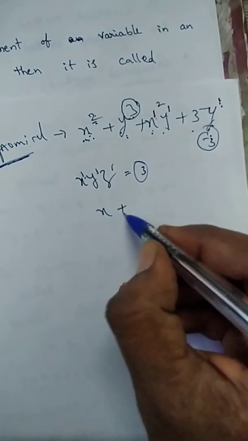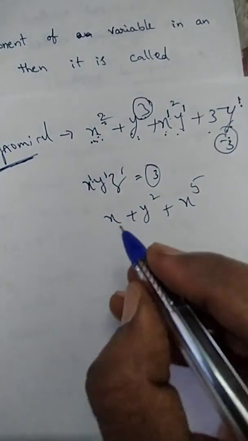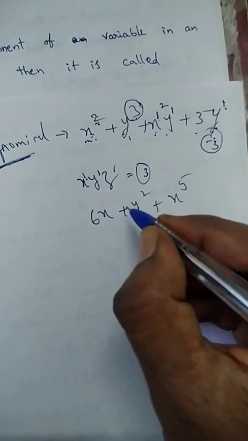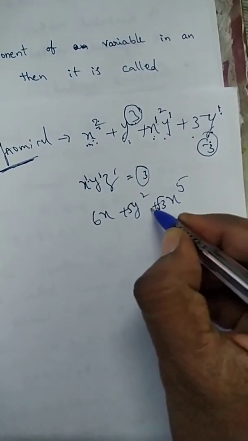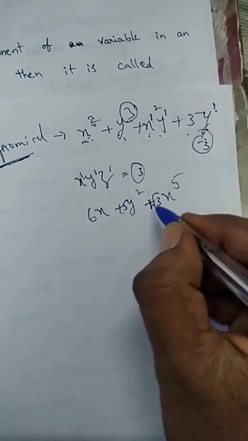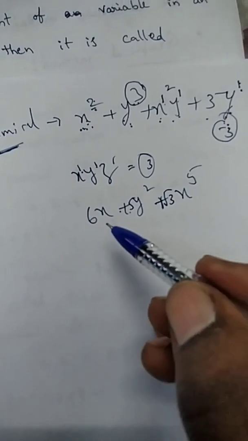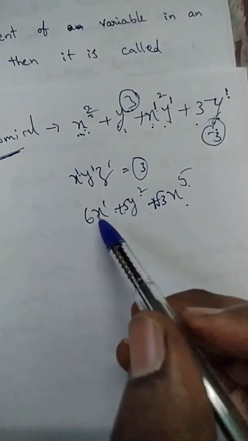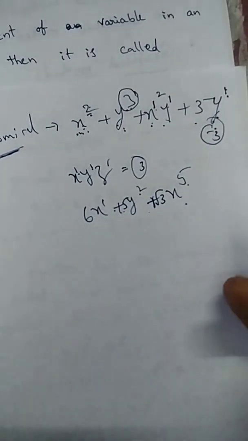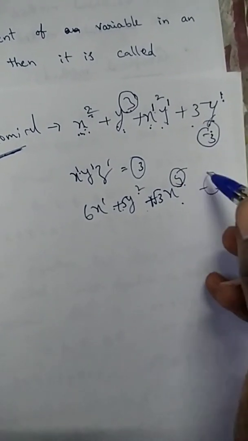Now we are taking x plus y squared plus x to the power of 5. They have some coefficients, no doubt, whatever it is, 6 or 5 root 3. The coefficients of the variables are to be real numbers. Here it is a positive 1, a positive 2, a positive 5, no problem. Then the highest exponent in this expression is 5, so automatically the degree of the polynomial is 5.